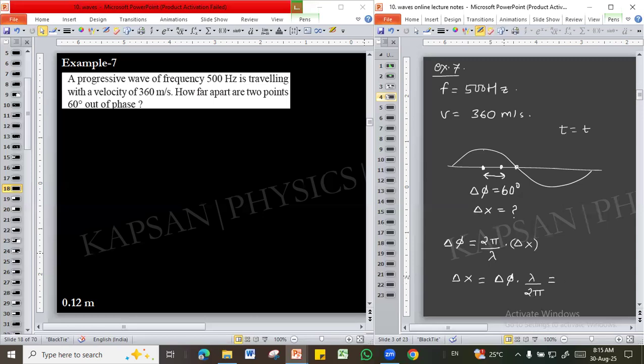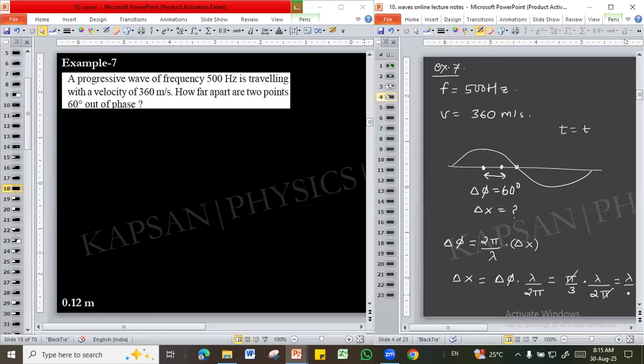What is this change in phase? 60 degree, pi by 3. Wavelength we need to calculate, upon 2 pi. Pi cancel. Answer is lambda by 3. Sorry, lambda by 6. Lambda by 6.